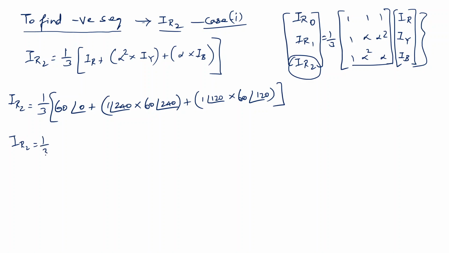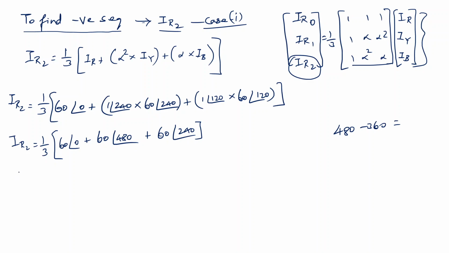IR2 is equal to 1 divided by 3. So let 60 be inside. Later in next step we will take it outside. 60 plus 60 angle 240 plus 240, that is 480, plus 60 angle 120 plus 120 is 240. Correct? So we know that 480 minus 360 is how much?